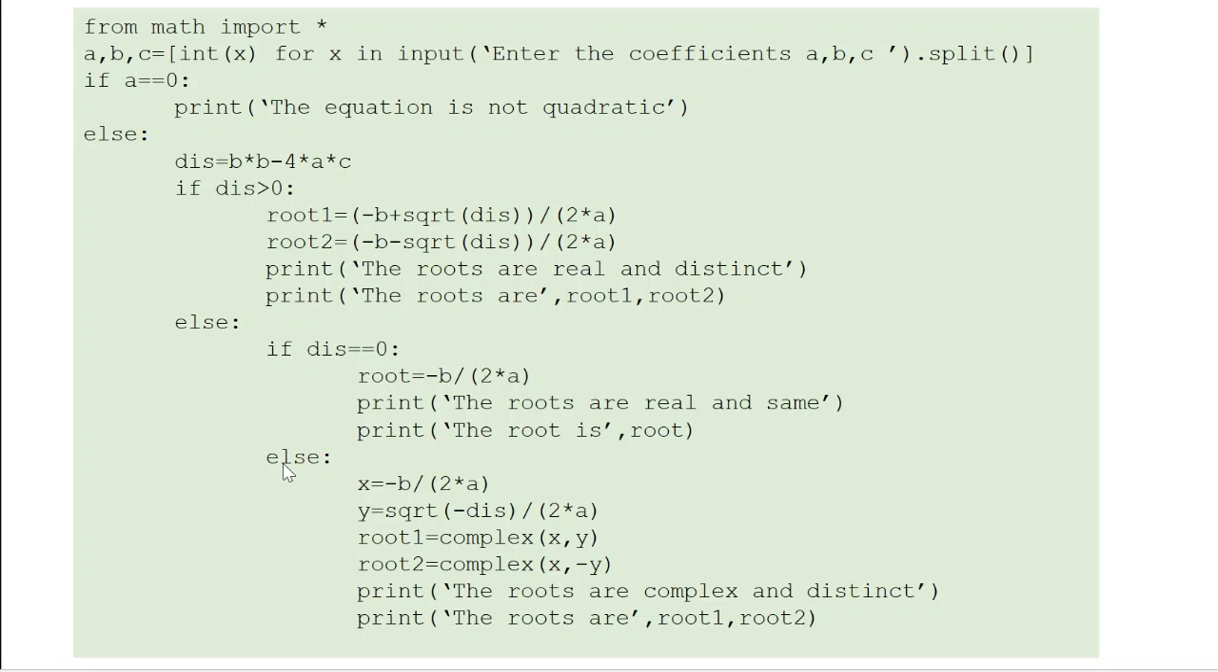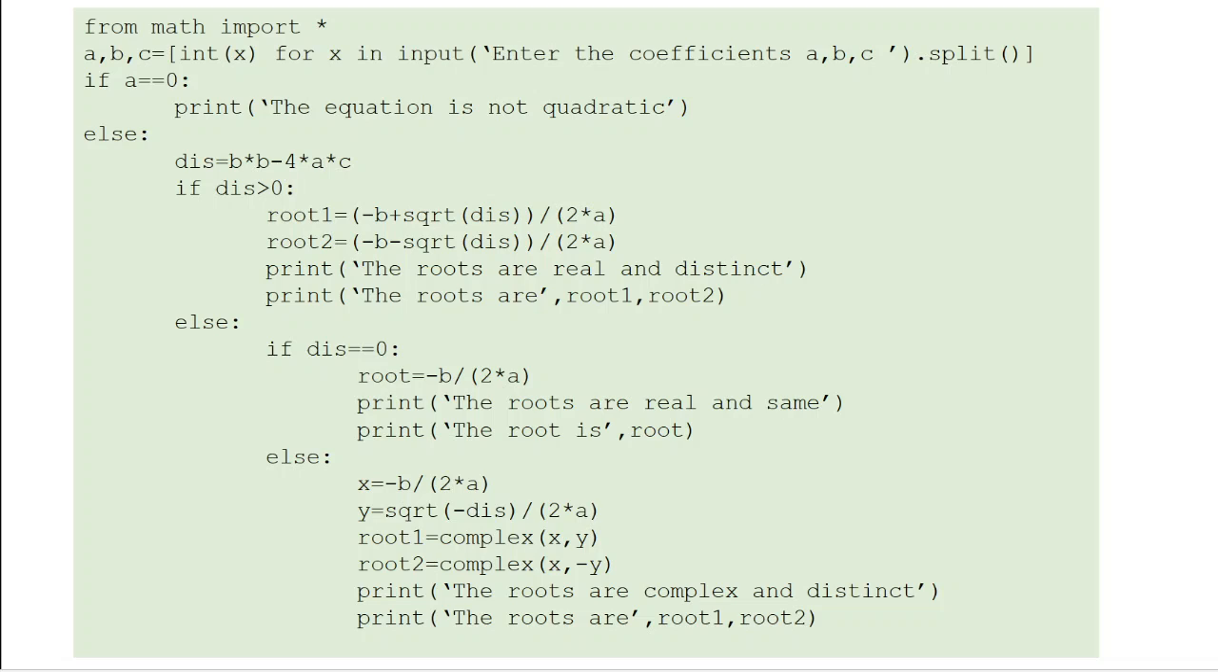Else. Now you know that your roots are complex, right? So it has a real part and an imaginary part. What is the real part? Minus b divided by 2a. So I'm going to call that as x. And what is the imaginary part? Square root of b square minus 4ac divided by 2a. Because since b square minus 4ac is a negative number, square root of that by default becomes an imaginary number.